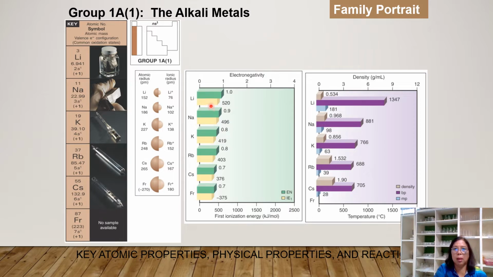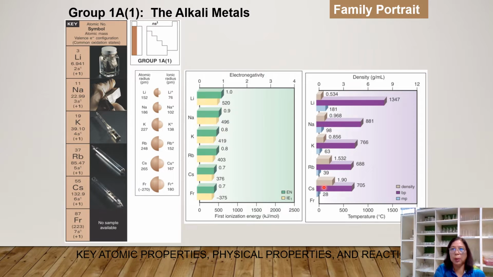And then in terms of density, okay, you have there the density colored brown. The density of lithium is lower as compared with sodium, and as you go down to potassium, rubidium, cesium, the density increases.